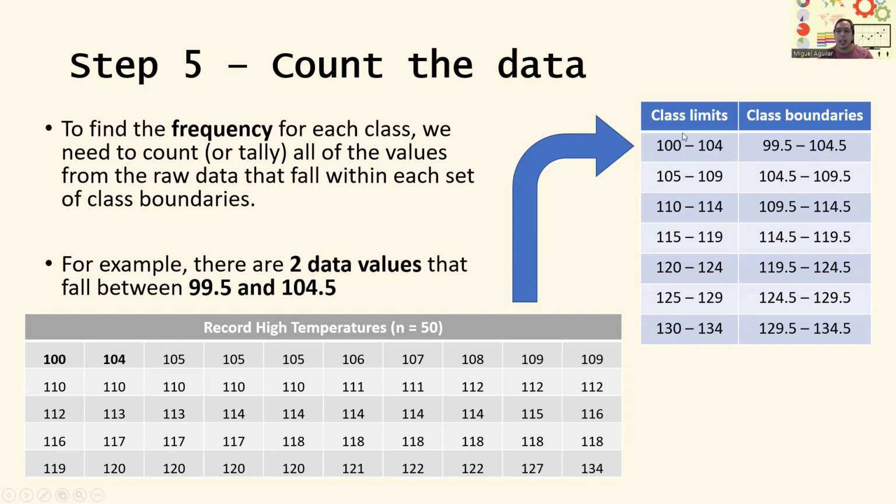So for our first class, we're really looking at values that fall between 99.5 and 104.5. And since we have our raw data listed in order from smallest to largest, then at the top left-hand corner of our data set over here, we can see that there are only 2 values that fall between 99.5 and 104.5. That is the value 100 and the value 104. So we have 2 data values that fall within that class. So the frequency for that class is just 2.